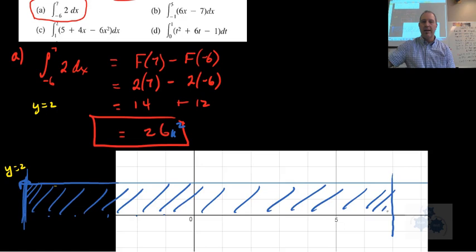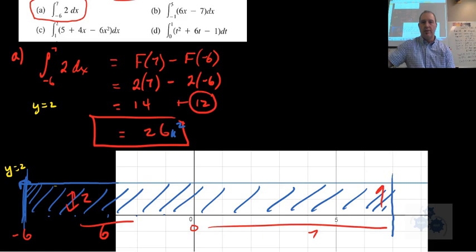Now this is a straight line, so we're talking about a big long rectangle. And look at what we've done here. We've added 14 and 12. Where do we get 14 and 12 from? Well, if this is -6 to 0, this is a width of 6 and a height of 2. That's 12. This is a width of 7 and a height of 2, and that's 14. So this is actually 26 units squared. You could count them if I had everything on there.